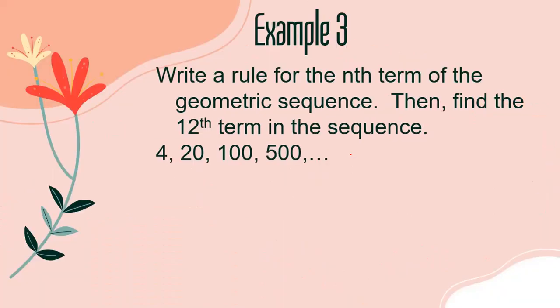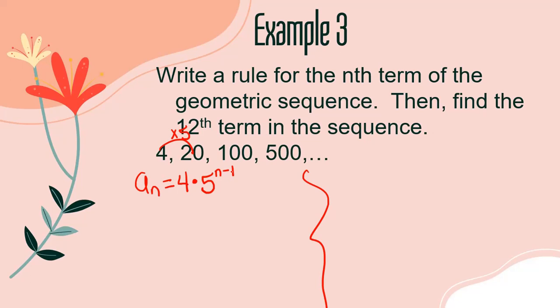So I want to write a rule for the nth term of the geometric sequence. Then I want to find the 12th term in the sequence. So first of all, the formula. So a sub n, well, my common ratio is times 5, right? And my first term is 4. So it's going to be 4 times 5 to the n minus 1. I know, not terrible. Then they want me to plug in 12. And I cannot simplify that. Do not multiply that 4 and that 5. That 5 is not a 5, it has exponents.